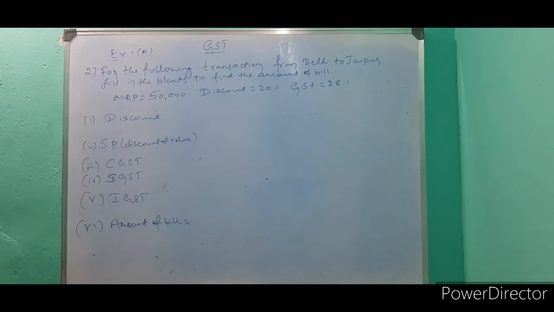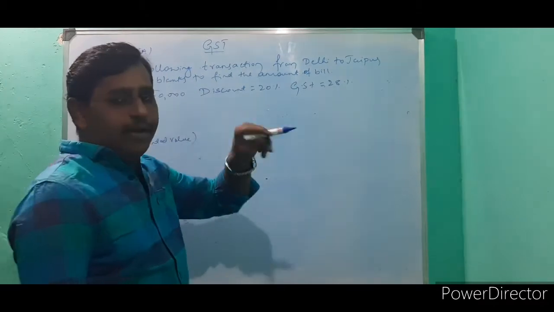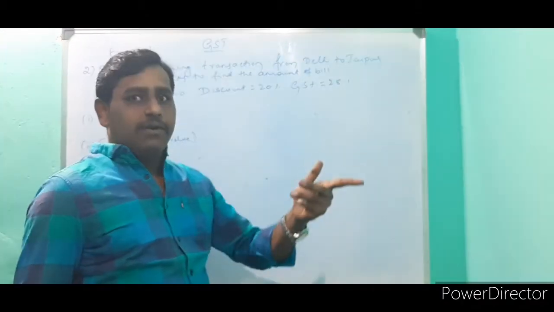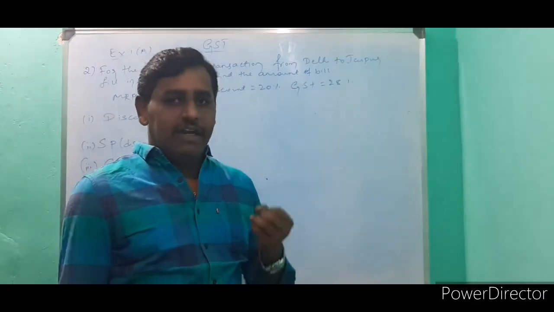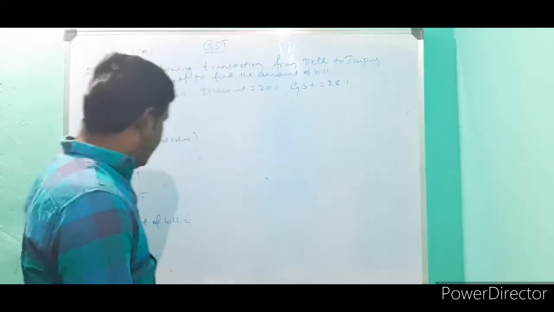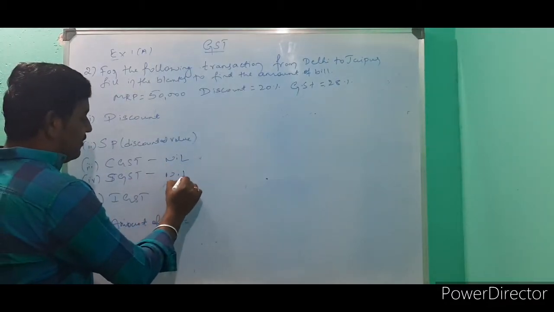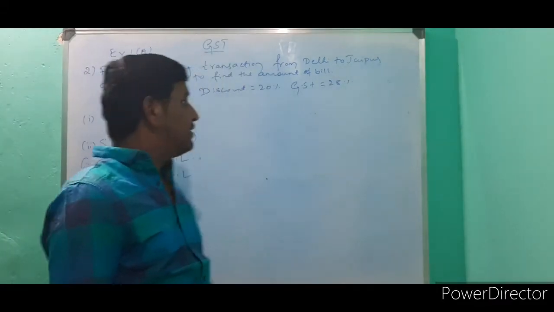In the second problem, for the following transaction from Delhi to Jaipur. Delhi to Jaipur means it is interstate, so one state to another state. Here no CGST and SGST are found. That's why in these two cases, nil. We are not finding CGST and SGST in interstate.